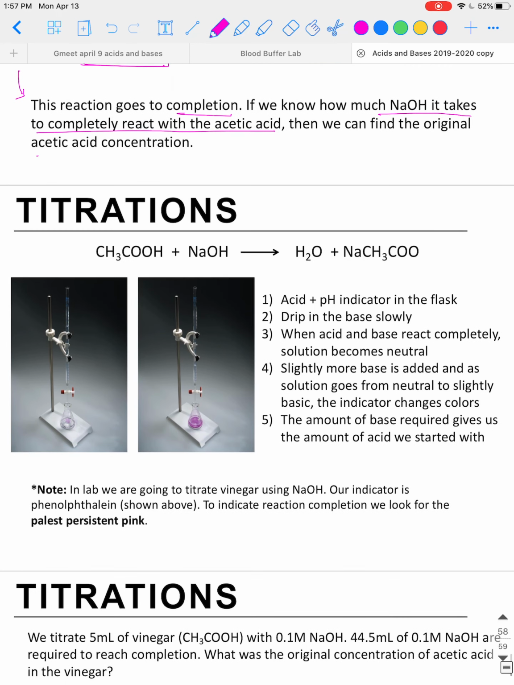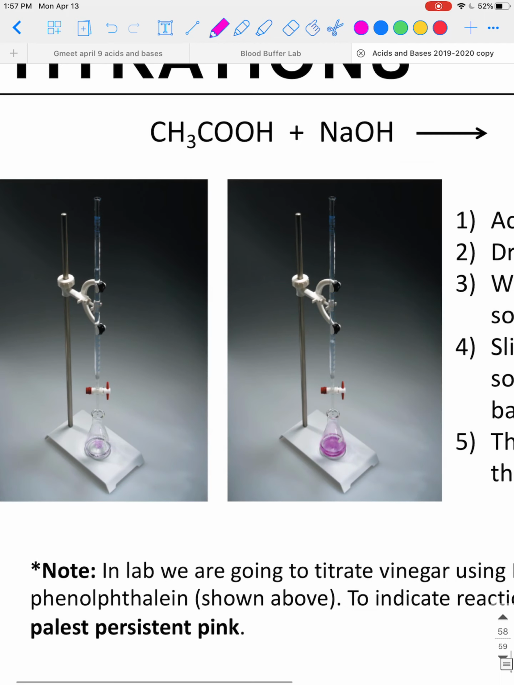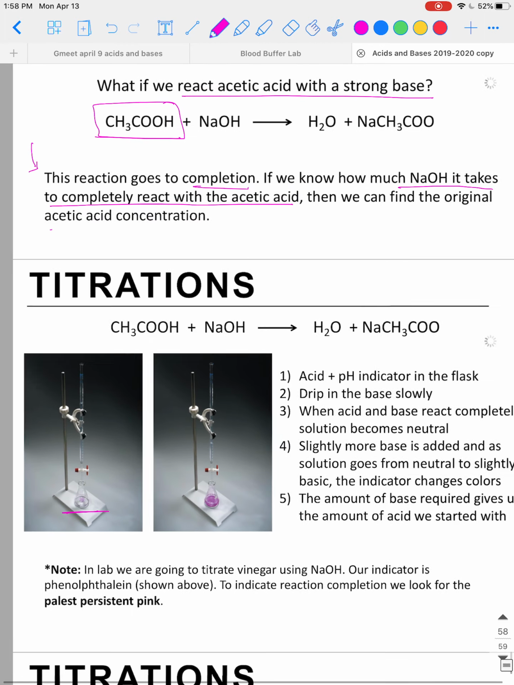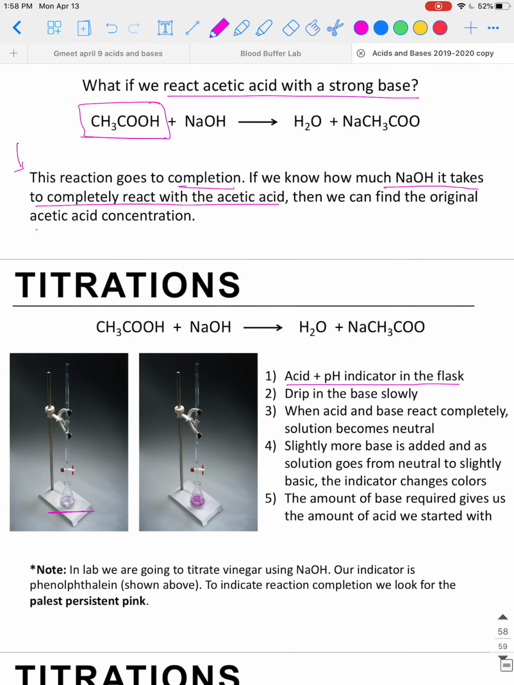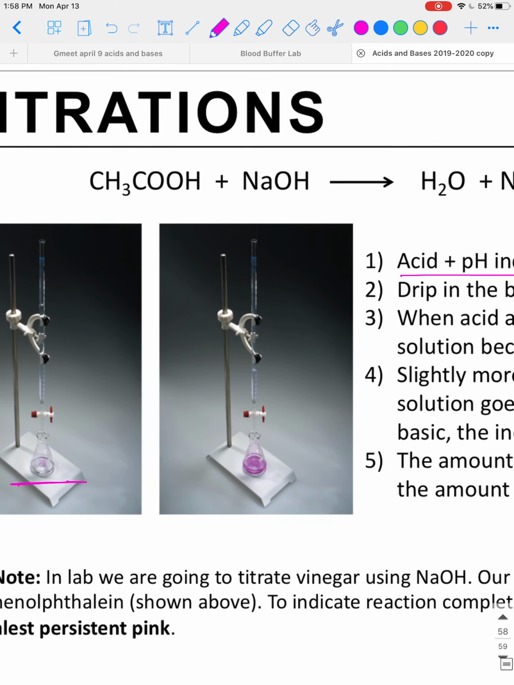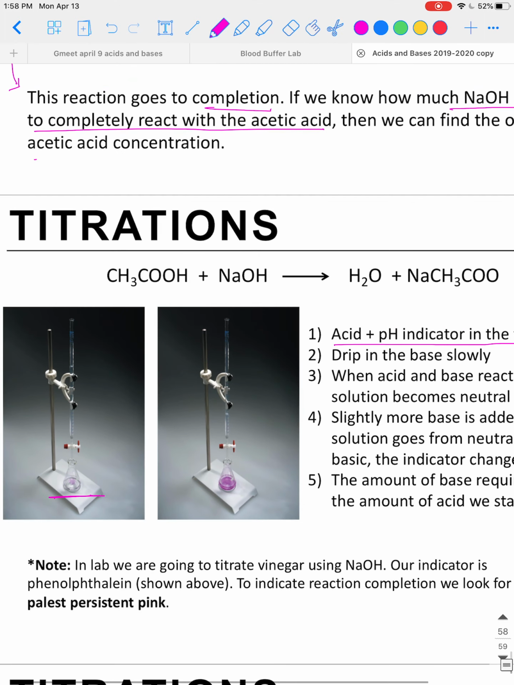So again, here's our acetic acid and NaOH reaction. Here are the steps of a titration that you walked through or saw with the lab we did the other week. In the flask, so I'll zoom in, we have a flask down here. In this flask, we have the acid and the pH indicator, which is usually phenolphthalein.